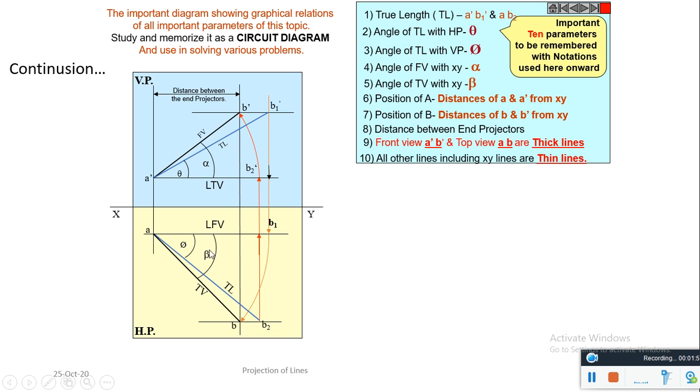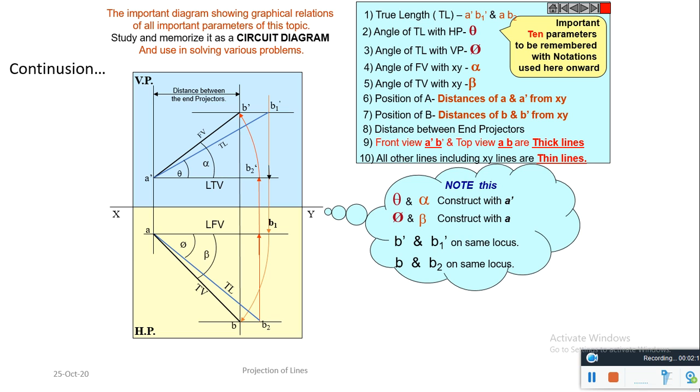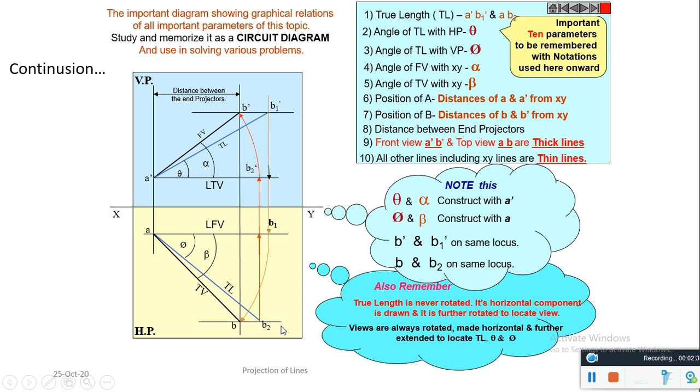Also note that the front view and top view are the two lines drawn in thick lines. All other lines are thin lines. Only these two lines are thick, all other lines are thin lines. Theta and alpha are constructed with the point A dash. Similarly, phi and beta are constructed with the point A. Also note that B1 and B1 dash are on the same locus and B and B2 are on the same locus.